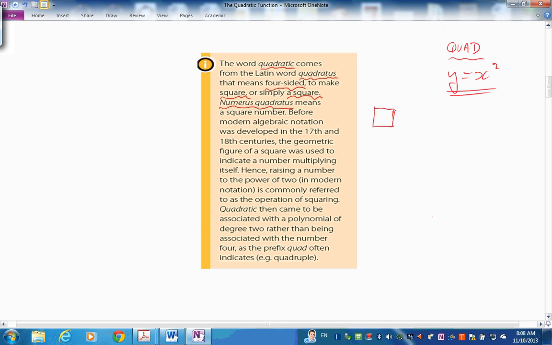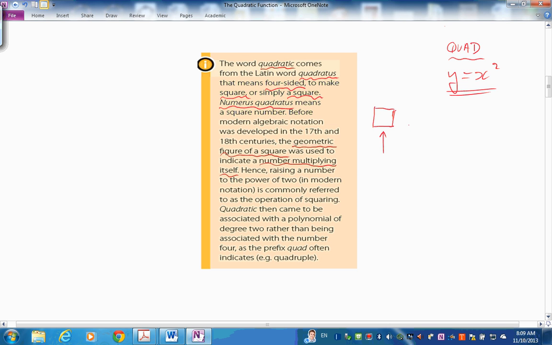Numerus quadratus means a square number. This is going back to the old days now, in a Latin word. Before modern algebraic notation, in the 17th, 18th centuries, this geometric figure of a square was used to indicate a number multiplying itself. Aha. So that was the symbol to represent the fact that a number was multiplying by itself. I don't know, is that directly related to finding the area of that?